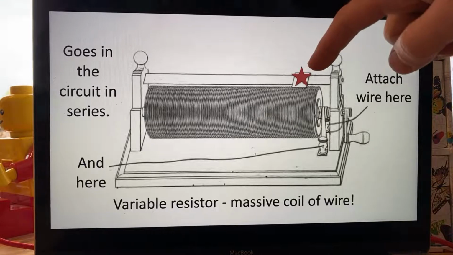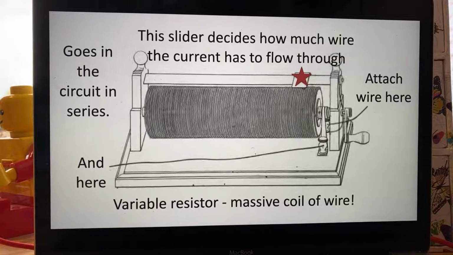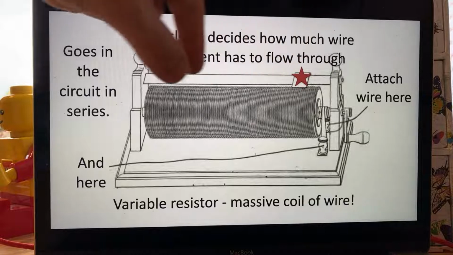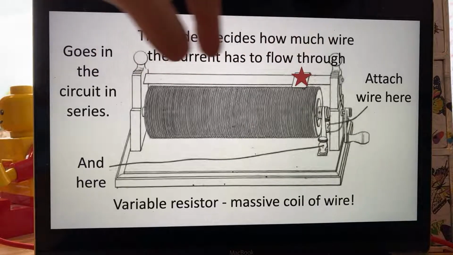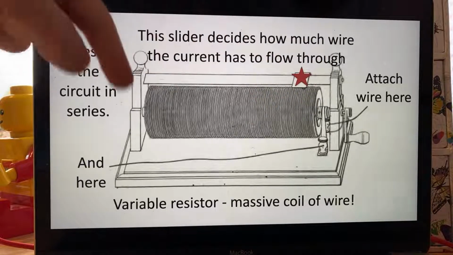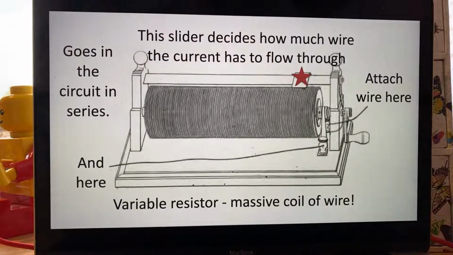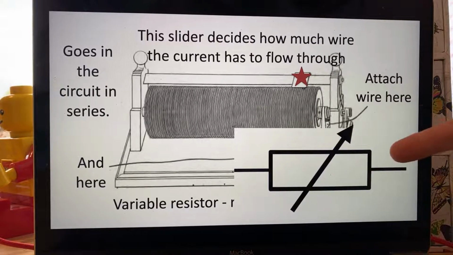And then this top thing that I've put a star on, that's the slider. So you basically just move the slider so that the current has to flow through just a tiny bit of wire or loads and loads of wire, and that changes the resistance of the circuit, okay? I'll link you to a good website where there's a sort of proper picture of one. But this is the symbol for it.